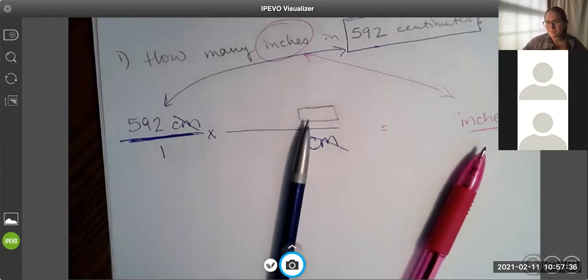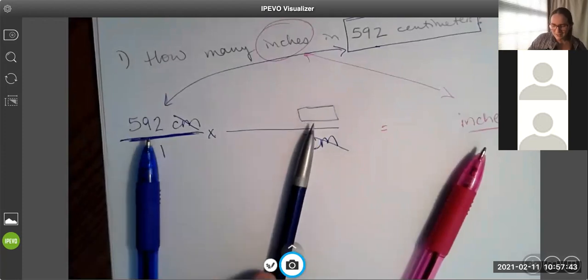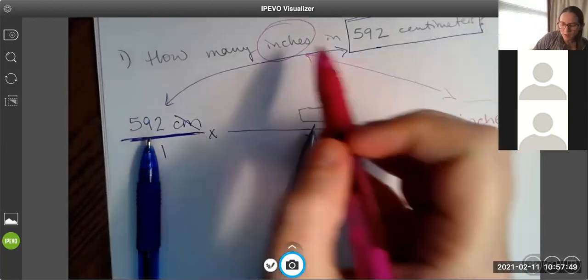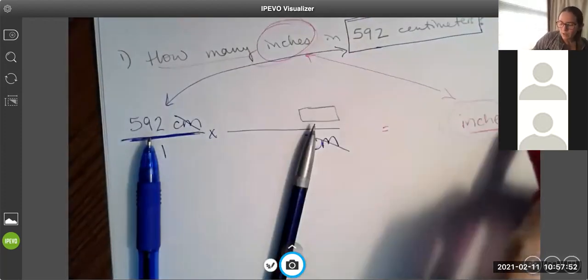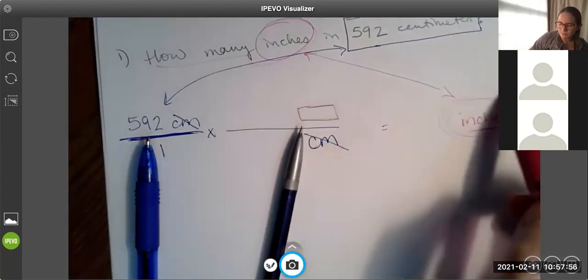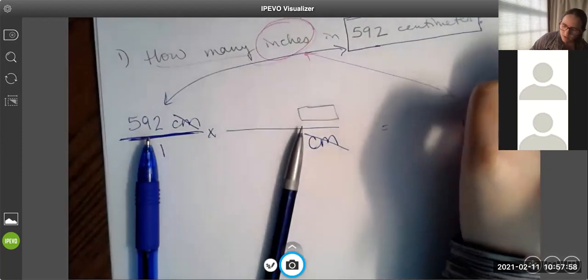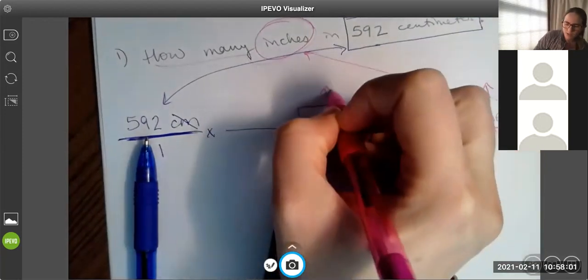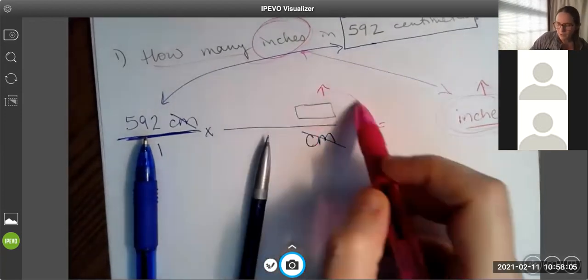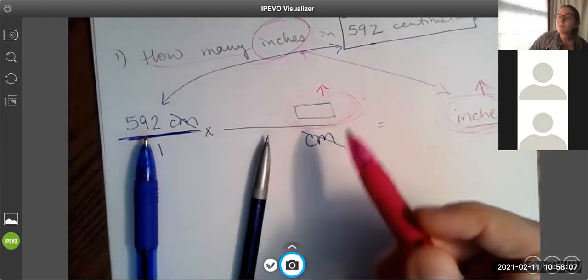Oh, 592. The number. There's two numbers. It's either 592 or 1. Yeah, we started with the 592. We want to end with the inches, like you said up here. How many inches? We want how many inches. And to find inches, that is what we want on top of this fraction. What is the unit that we want right there? Inches. Yeah.